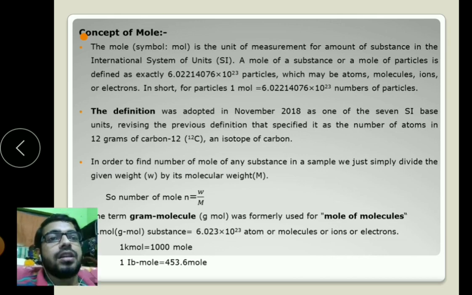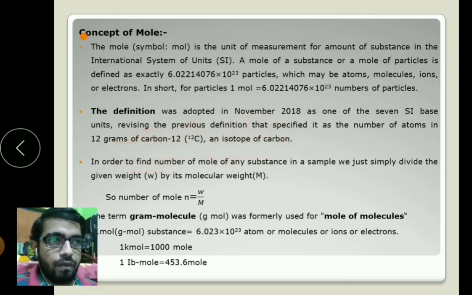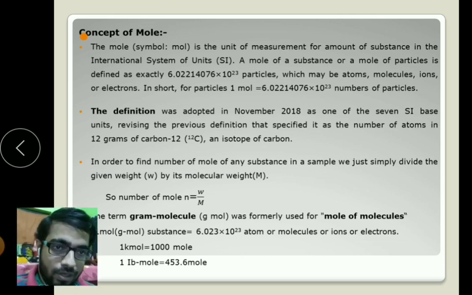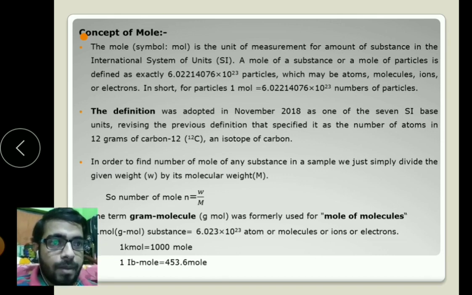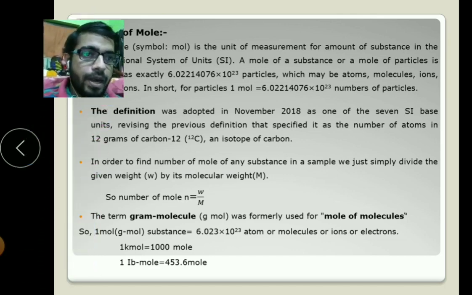Suppose carbon 12 atom. 12 gram of carbon 12 isotope has 1 mole of atoms. So the definition of 1 mole is the number of atoms present in 12 gram of carbon 12 isotope. Carbon has different isotopes, but carbon 12 is taken for the definition. To find the number of moles of a particle, moles equals W by m. W is the weight of the substance, m is the molecular weight of the substance.